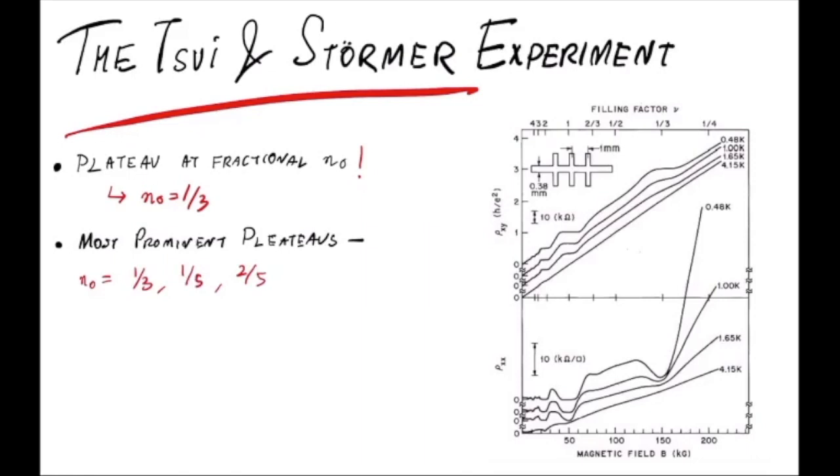Also, an interesting thing in this graph is that as we increase the temperature, these plateaus become less and less prominent. So when the temperature goes above 4.15, they say that the Hall resistivity or the conductivity returns to be a straight line as described by the Drude model.